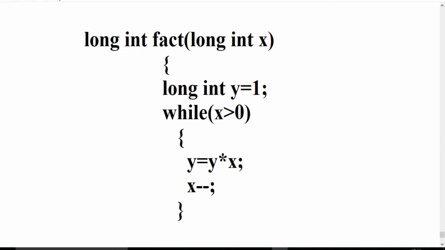Then again x minus minus gives 2. 2 is greater than 0. 60 into 2 is 120. Then x minus minus gives 1. 1 is greater than 0. Already y is 120, and 120 into 1 is nothing but again 120.